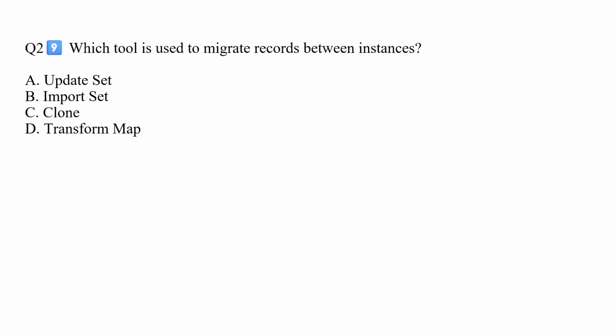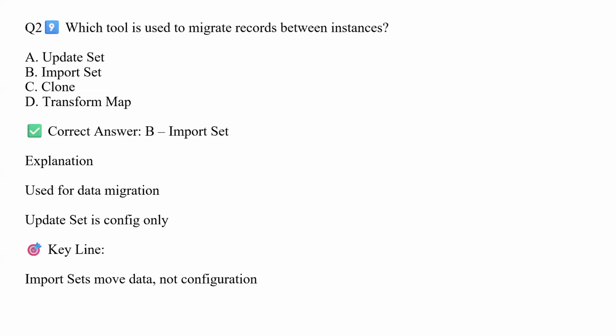Which tool is used to migrate records between instances? Option A, update set. Option B, import set. Option C, clone. Option D, transform map. The correct answer is option B, import set. Import set is used for uploading data: import set table, transform map, target table.